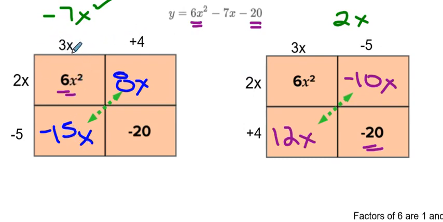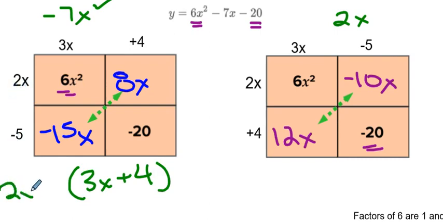In the end, I would have my one set of factors, which is 3x plus 4, multiplied by my second set of factors, which is 2x minus 5. And this would be my final factored problem for 6x squared minus 7x minus 20. So it's not that they knew right off the bat to put the negative 15x in the bottom left and the 8x in the top right. But when you set up the factors the way that you need them, that's how it comes out when you multiply them through.